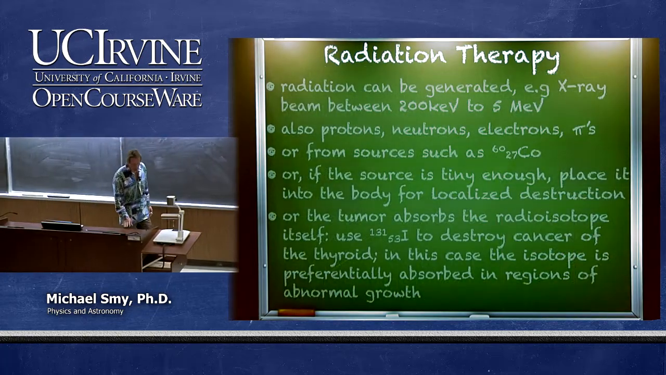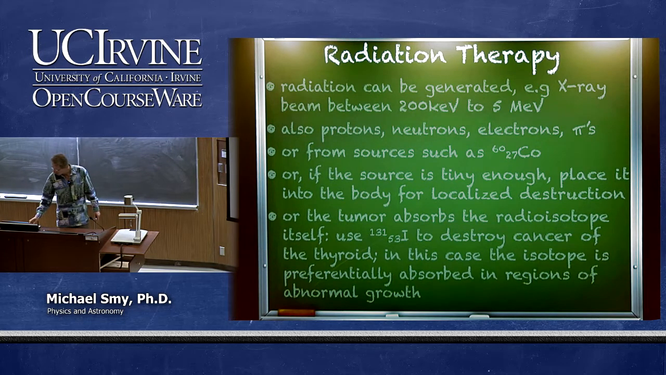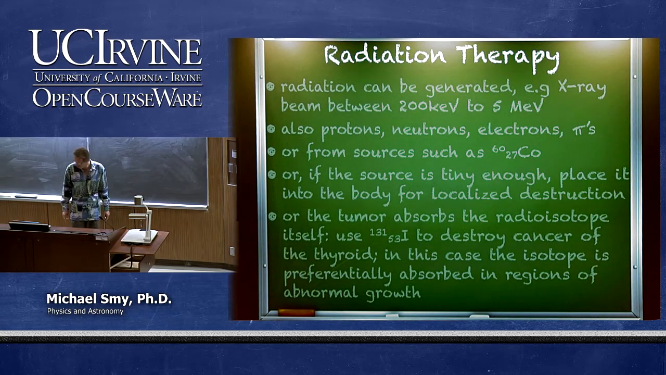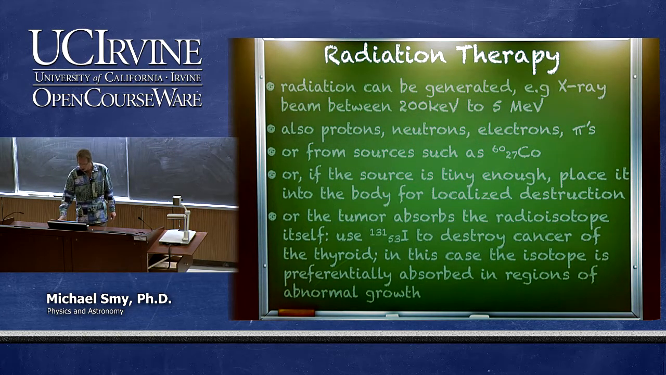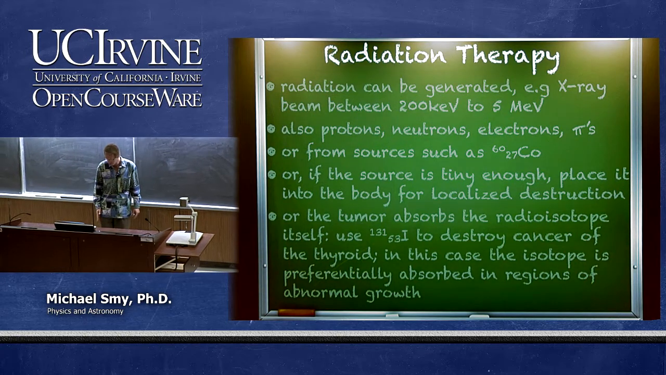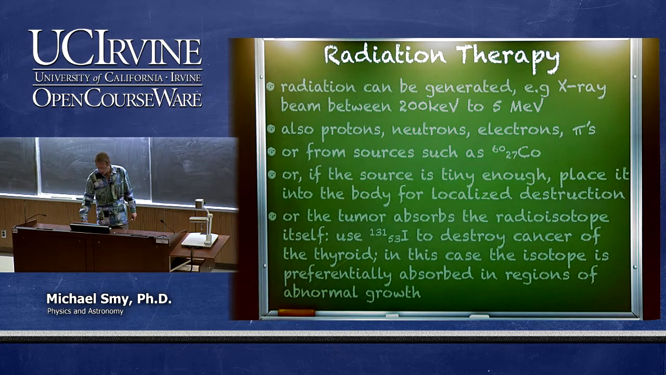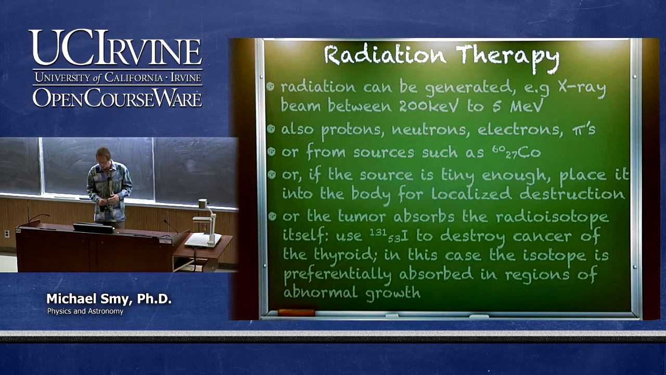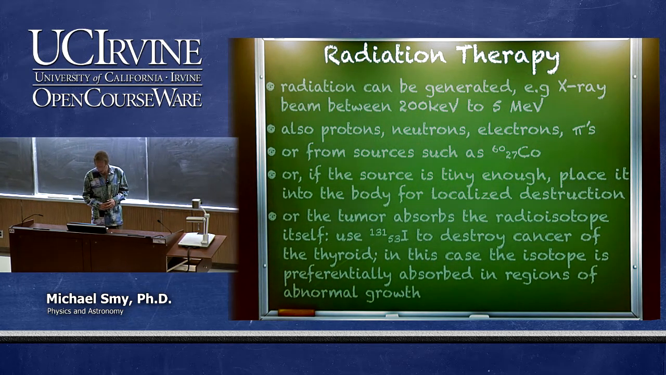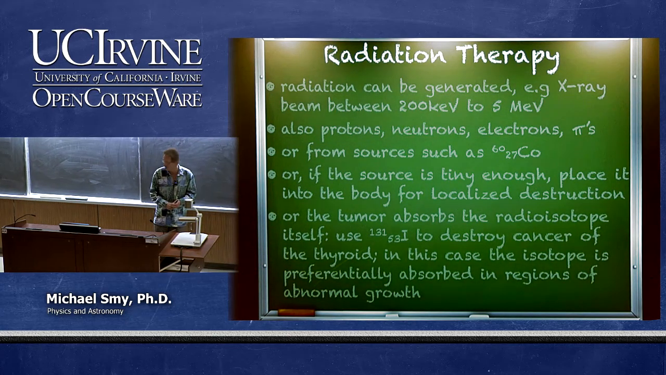The radiation that is needed for this therapy can be generated, for example, with an X-ray beam using accelerated electrons between 200 keV and 5 MeV. And also one can use protons, neutrons, and electrons, and even pions from accelerators. Or one can use a radioactive source such as cobalt-60. If the source is small enough, one can place it inside the body for targeted, localized destruction of the cancer.